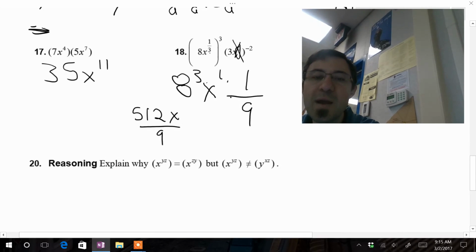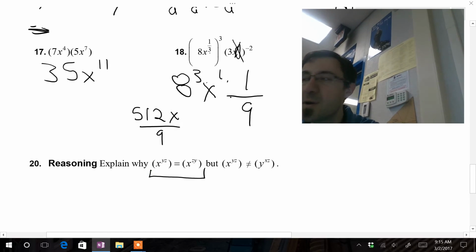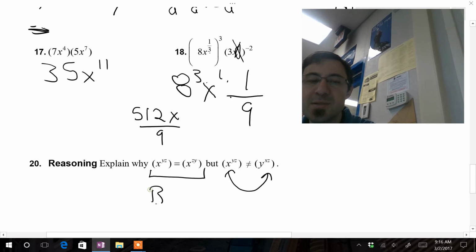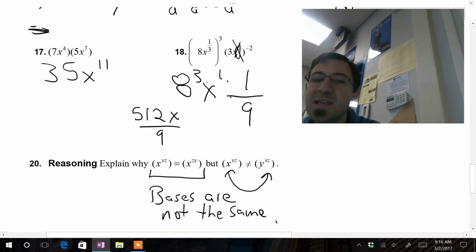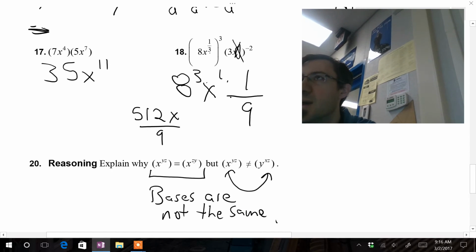Okay, number 20. That works. Why does that not work? Yes, bases are different. Bases are not the same. You can't use the rule. Okay, you have to make sure they're the same.